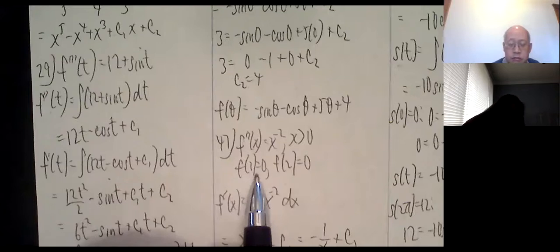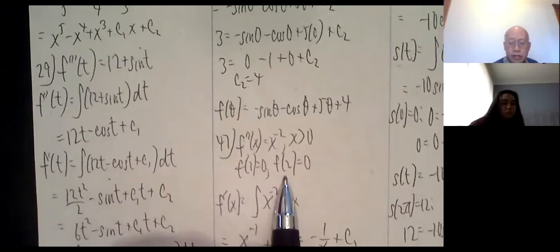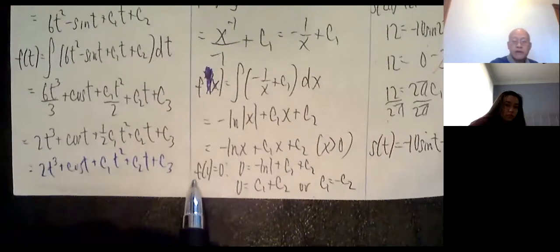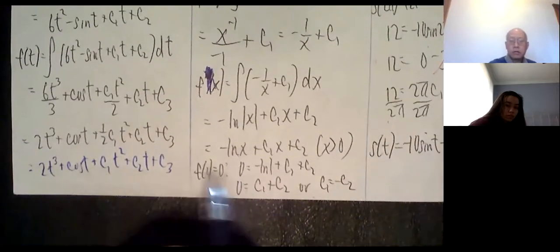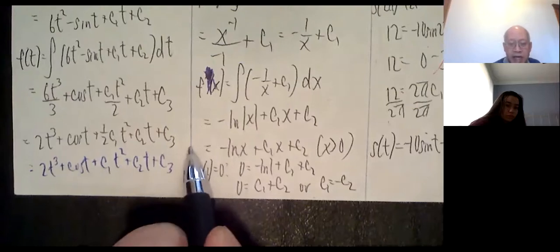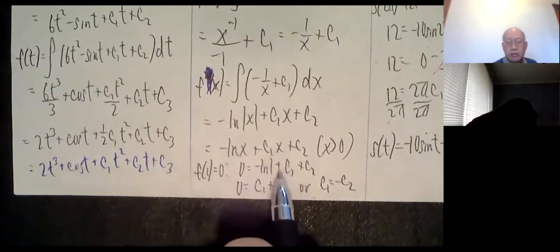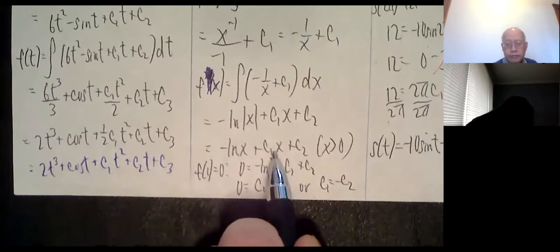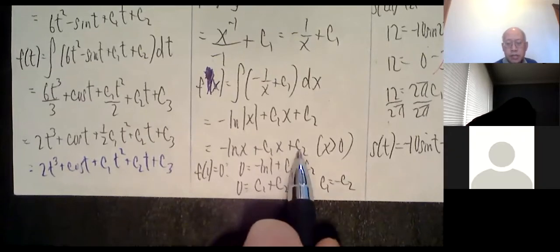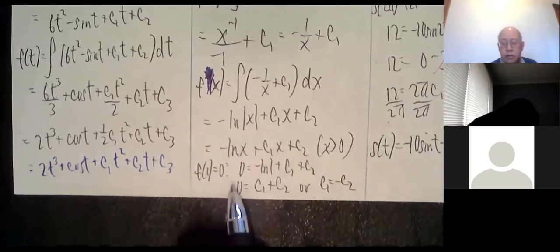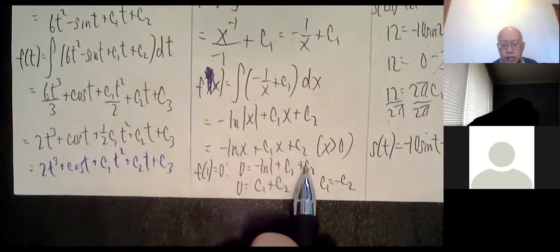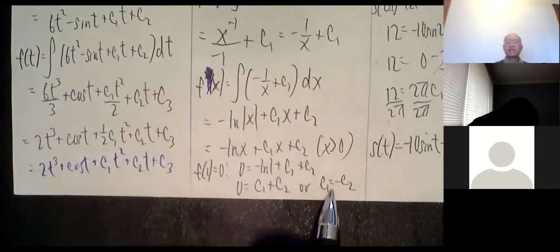When I plug in 1, I get 0. And when I plug in 2, I also get 0. Okay, well, that's how it goes. So f of 1 is 0. 0 is the answer when I plug in 1 and 1. So negative ln 1 plus c1 times 1 plus c2. Okay, natural log of 1 is 0. So that means 0 is equal to c1 plus c2, or c1 is the opposite of c2.